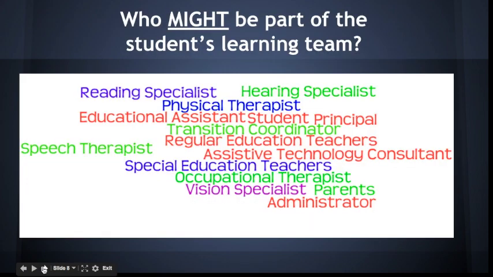So who might be part of the team? I mentioned a little bit earlier who might be part of the team, but this is a nice little graphic that just gives you an idea of the variety of different people. It doesn't mean all of these people need to be involved, but this is just a snapshot of the people that may be involved.